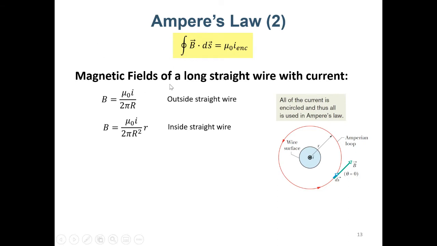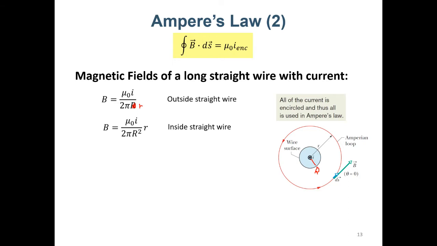So for the Ampere's law, we have the expression like this, magnetic field of a long wire with current. So actually it can derive, suppose we have a wire with a radius capital R. This is quite strict. It should be capital R here. The radius of this wire should be capital R. So this one should be small r. This one should be small r.